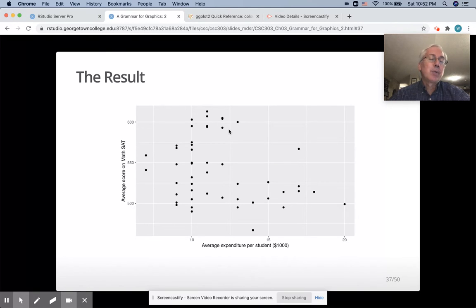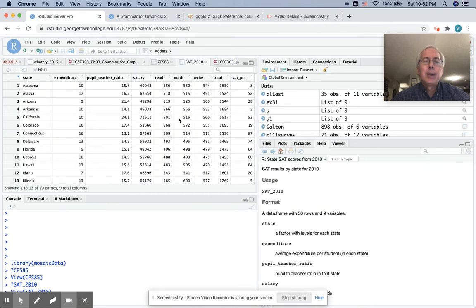And so it almost looks like we've got a negative association here. The more you spend per student, the less good result that you seem to have on your math SAT score. That seems a little counterintuitive. And so maybe what we need to do is think about, there might be something kind of funny going on here. And let's go back and look at our data set for just a minute.